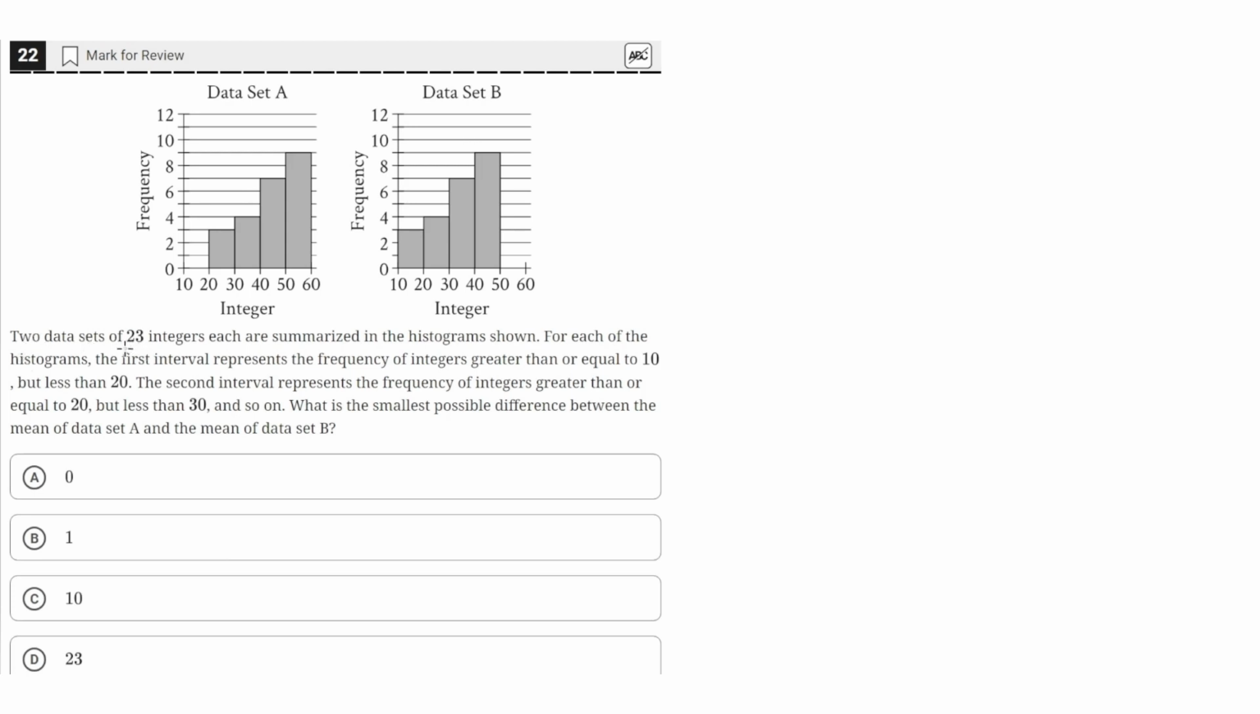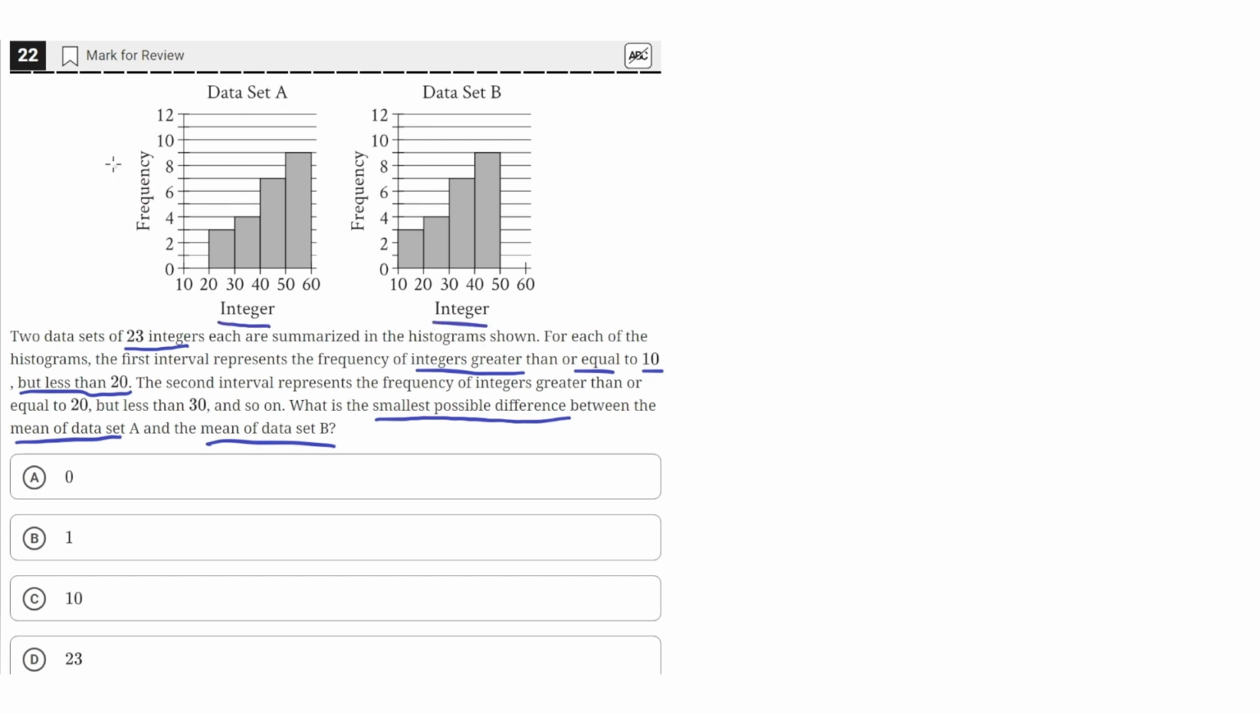Two data sets of 23 integers each are summarized in the histogram shown. For each of the histograms, the first interval represents the frequency of integers greater than or equal to 10 but less than 20. The second interval represents the frequency of integers greater than or equal to 20 but less than 30, and so on. What is the smallest possible difference between the mean of dataset A and the mean of dataset B?